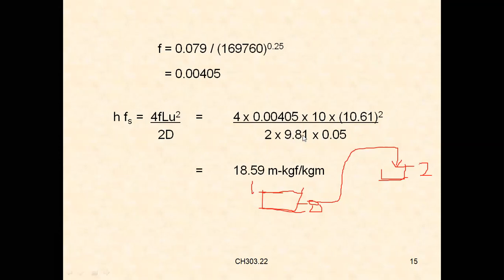That is why we have written 2GD actually. This is head loss due to friction. If it is energy loss, then HFS is equal to 4F LU square by 2D. If it is head loss, then you have HFS is equal to 4F LU square by 2GD. So the value of HFS is 18.59 in meters.